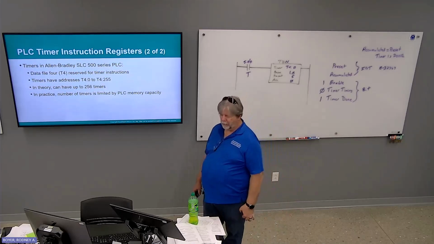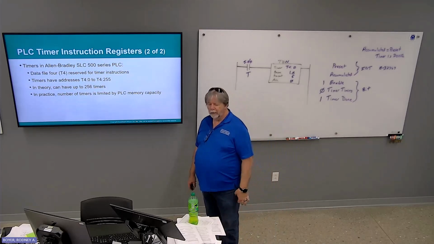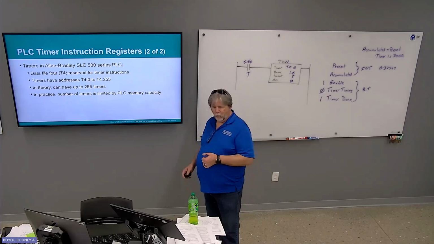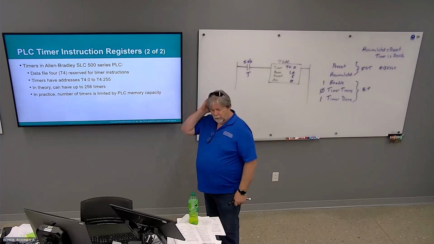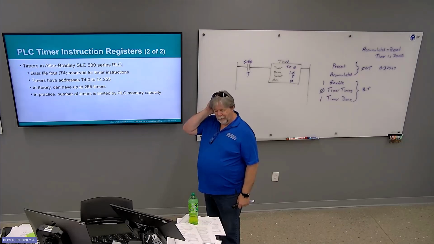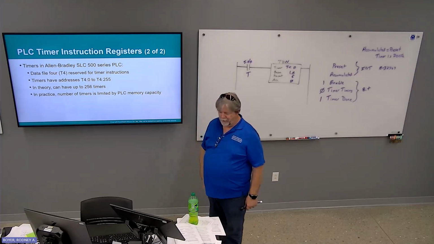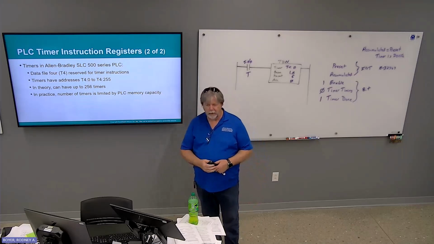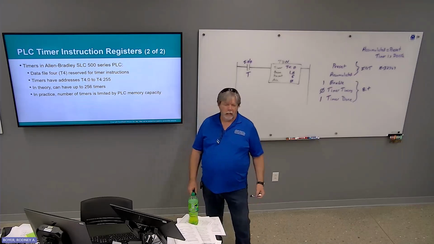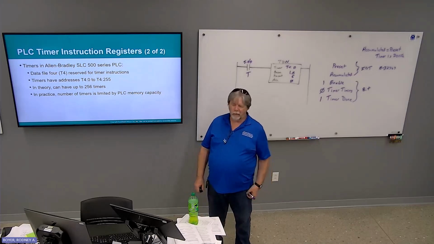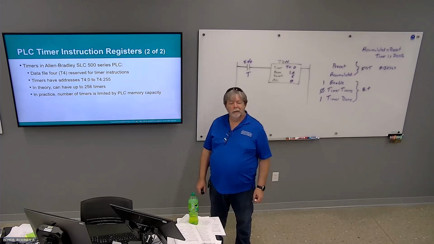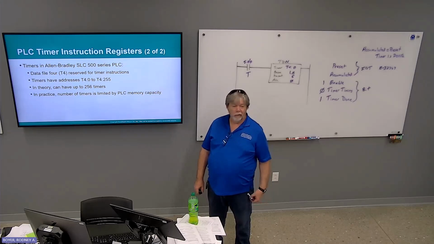Timers on Allen Bradley series PLCs are in data table 4, T4, addresses from 0 to 255, which means you can have 256 of them. In practice, the number of timers is limited by the PLC's memory capacity. Nowadays, there's enough memory that you could, in theory, use all 256 of them if you chose to. Not sure why you would want to, but you can.